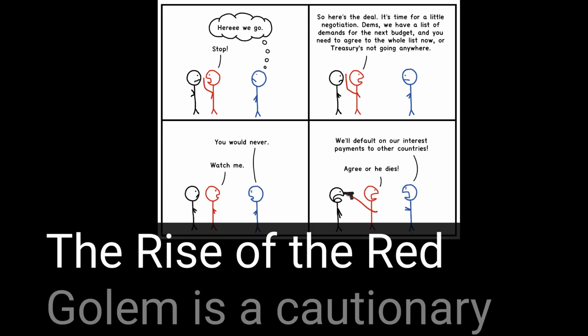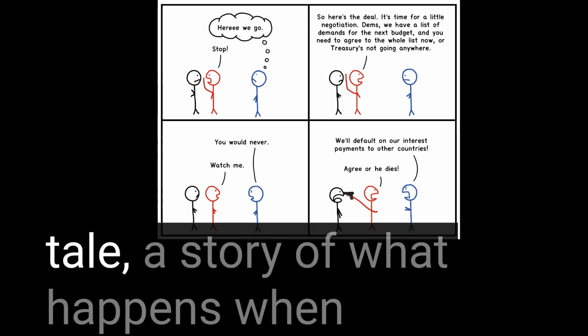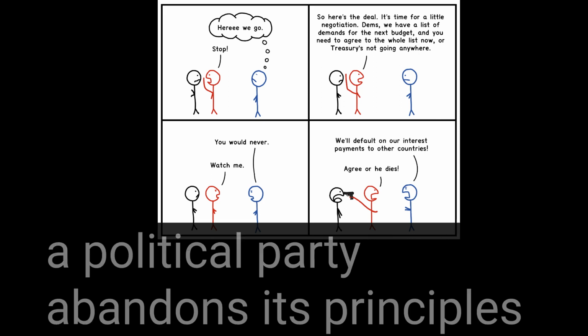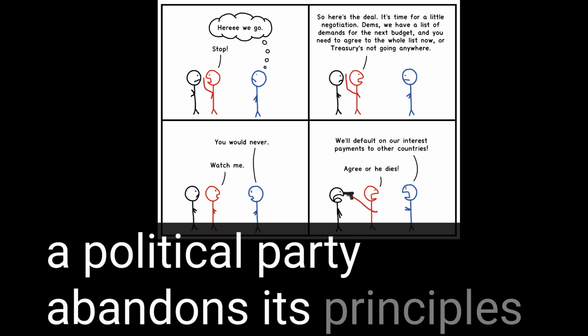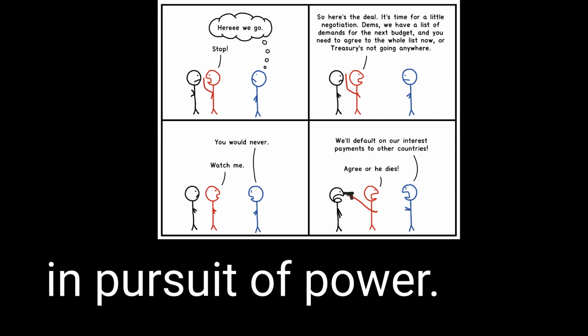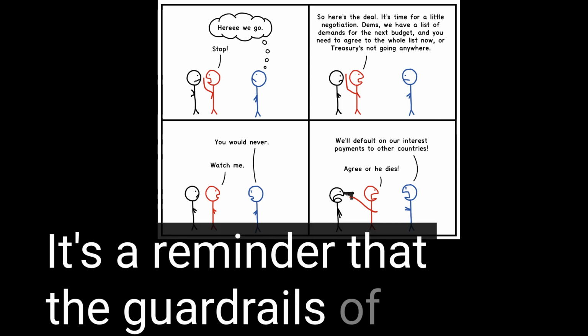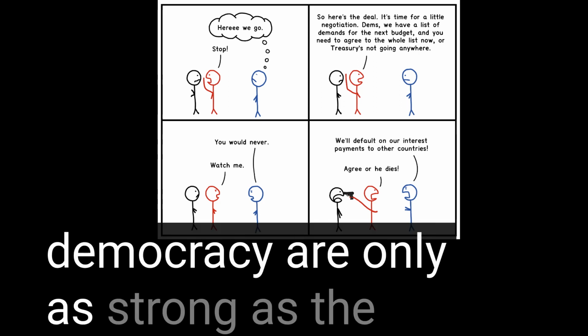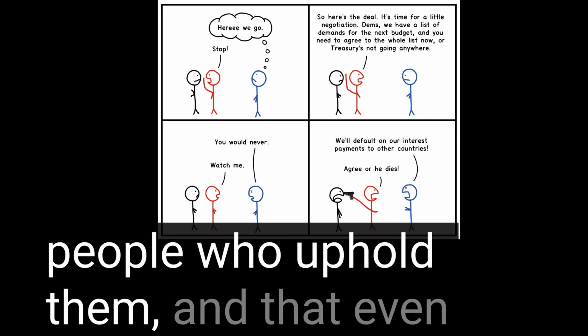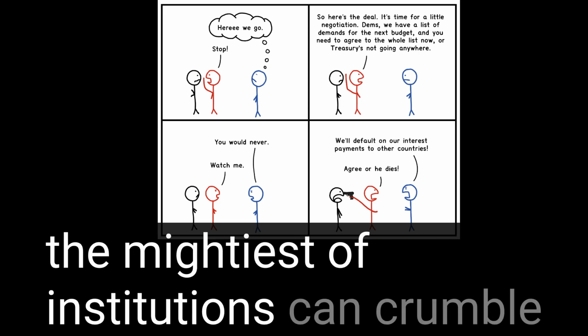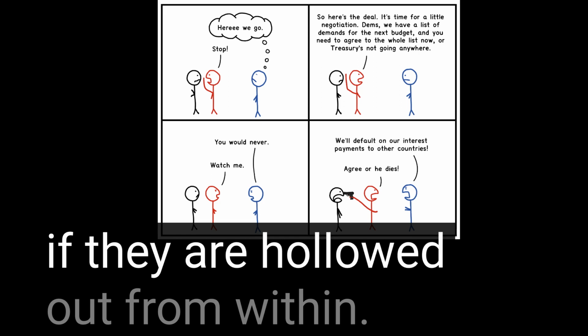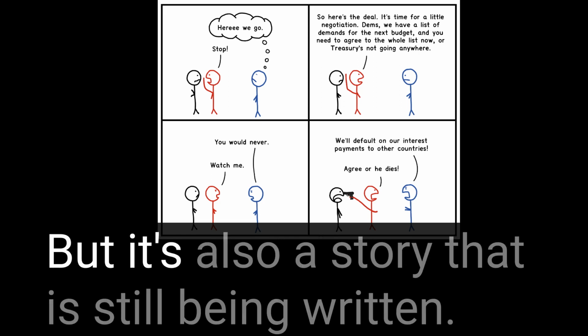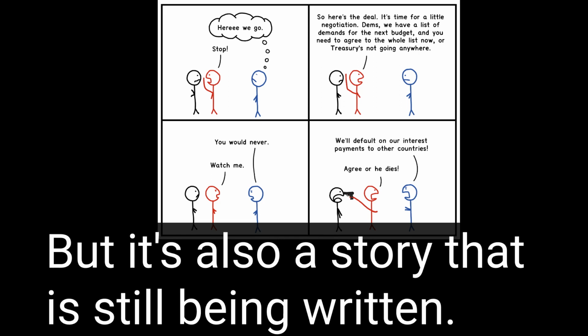The rise of the Red Golem is a cautionary tale, a story of what happens when a political party abandons its principles in pursuit of power. It's a reminder that the guardrails of democracy are only as strong as the people who uphold them, and that even the mightiest of institutions can crumble if they are hollowed out from within. But it's also a story that is still being written.